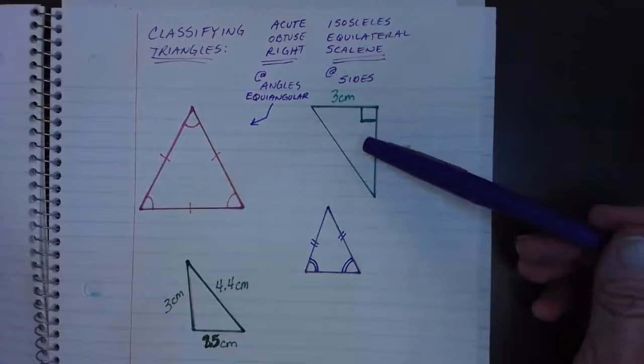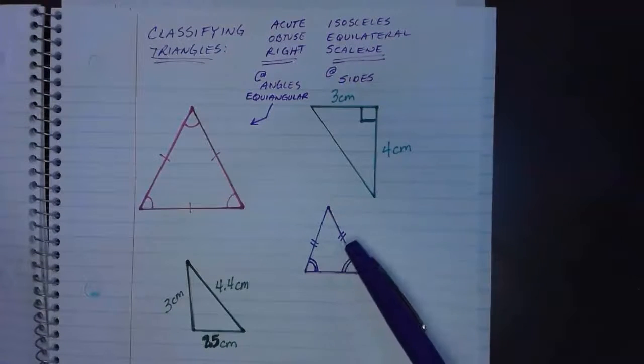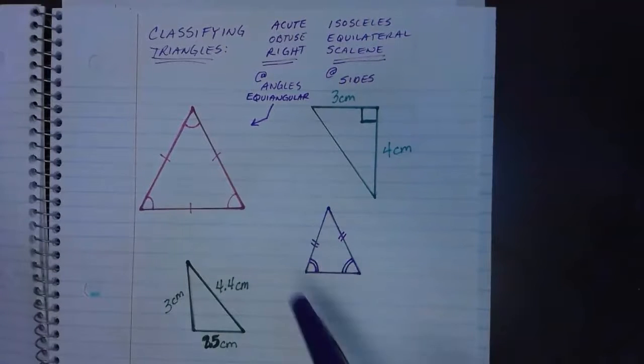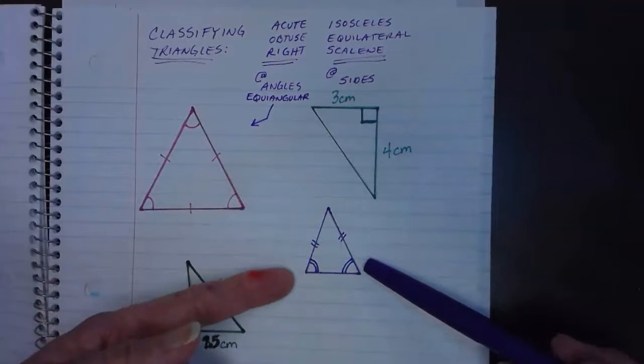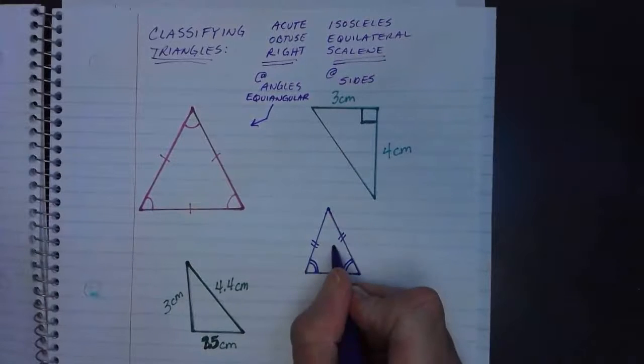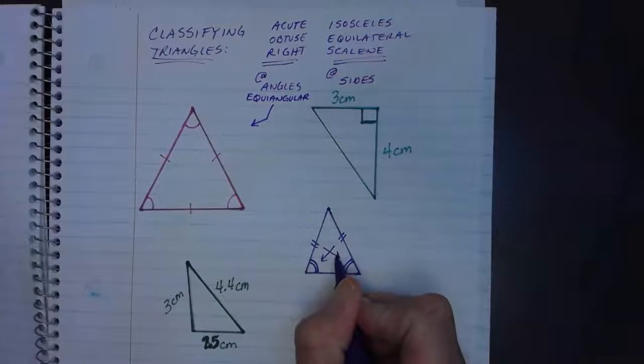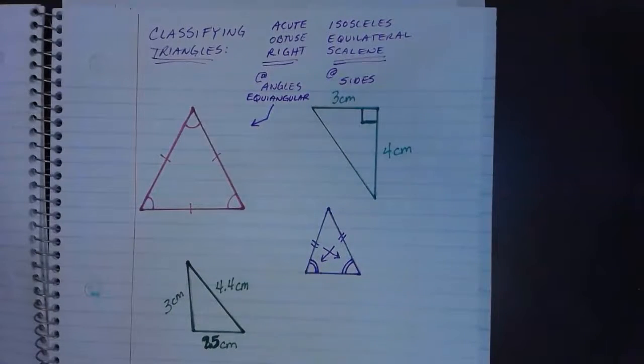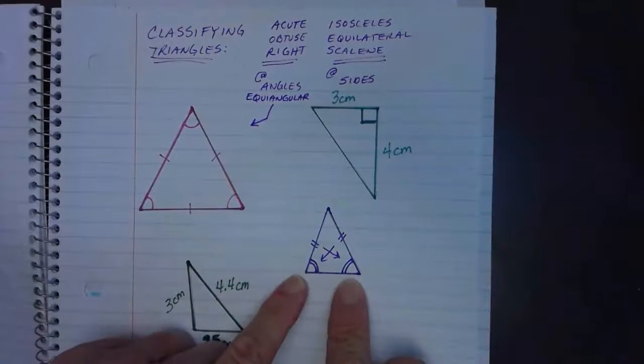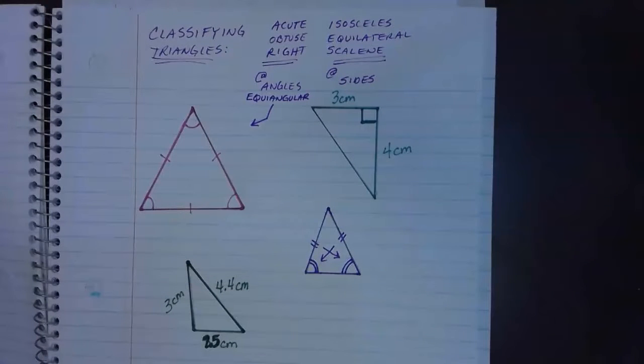Just below the green triangle is a blue triangle. Two sides are marked congruent, and two angles are marked congruent. So right away we know that's an isosceles triangle. There is a theorem that says if two sides of a triangle are congruent, then the angles opposite those two sides are also congruent. Likewise, the converse of that is true. If a triangle has two congruent angles, then the sides opposite the angles are congruent. So that one is isosceles.